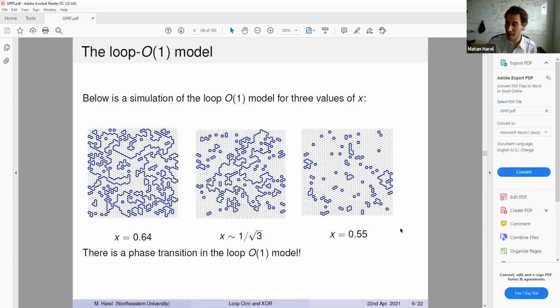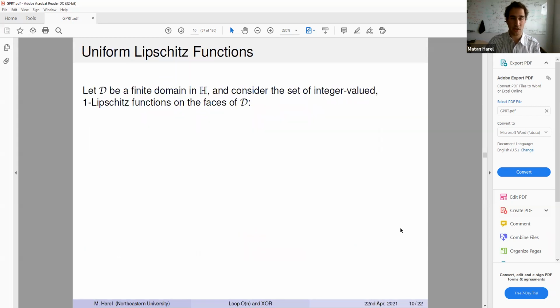Now, Valeria asked me why this is the loop O1 model. I now want to introduce a different model, which is going to be called the loop O2 model. And I'm going to do so in a bit of a weird way, because I'm going to ask the question about a different uniform set, which is a question about uniformly chosen Lipschitz functions. Now, this is not analysis. I'm still in the discrete world.